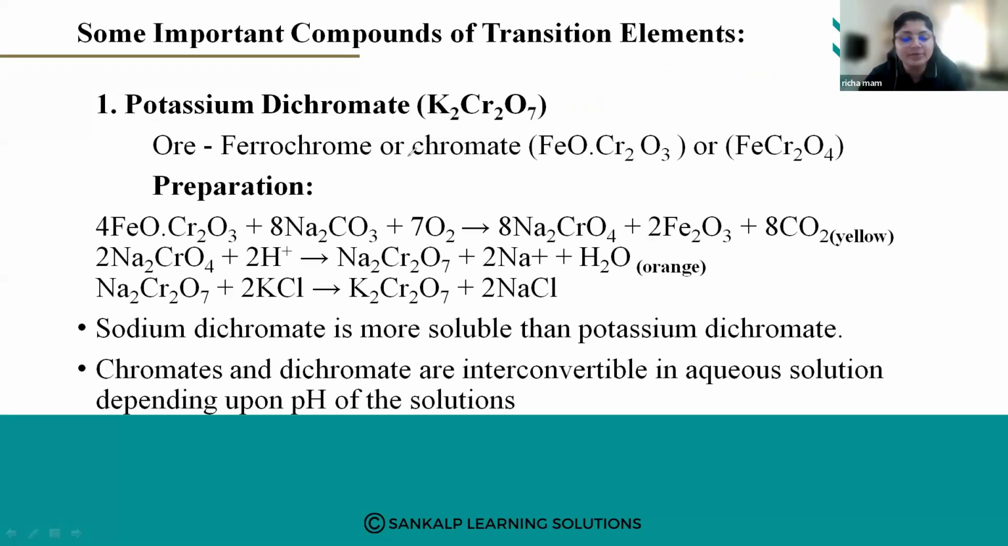So in acidic medium, this potassium dichromate is acting as a strong oxidizing agent. It acts as a strong oxidizing agent. Okay, so this is the second point.